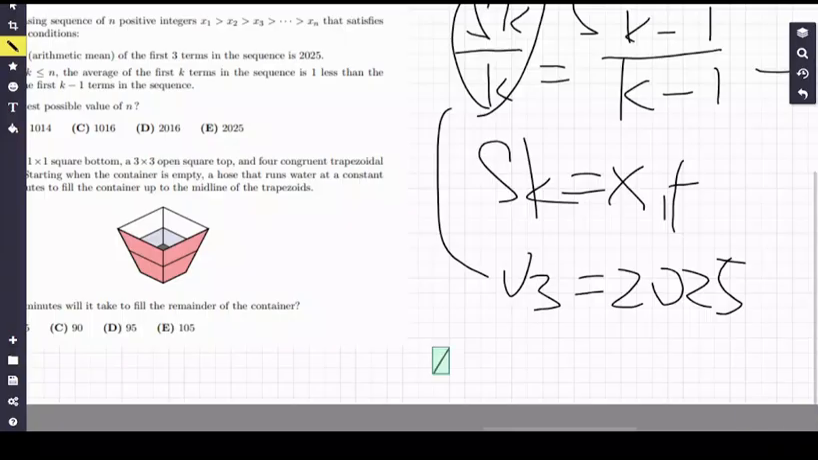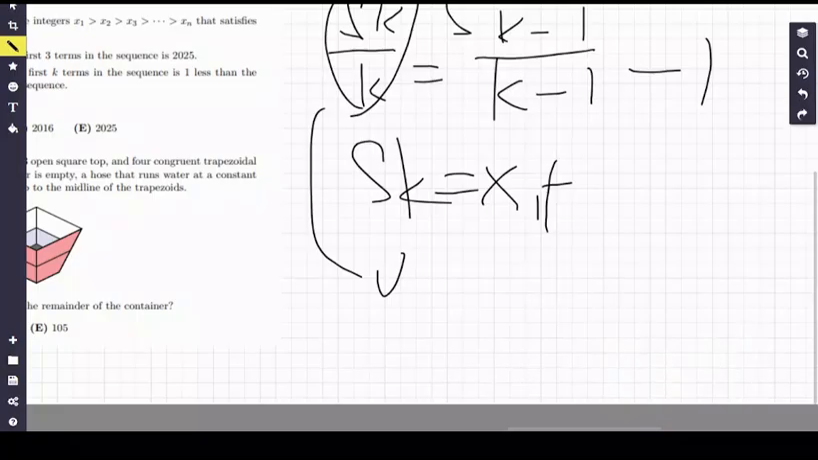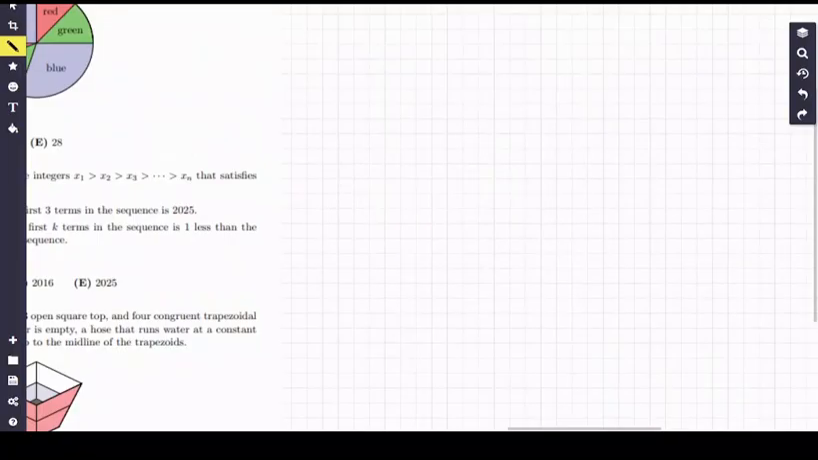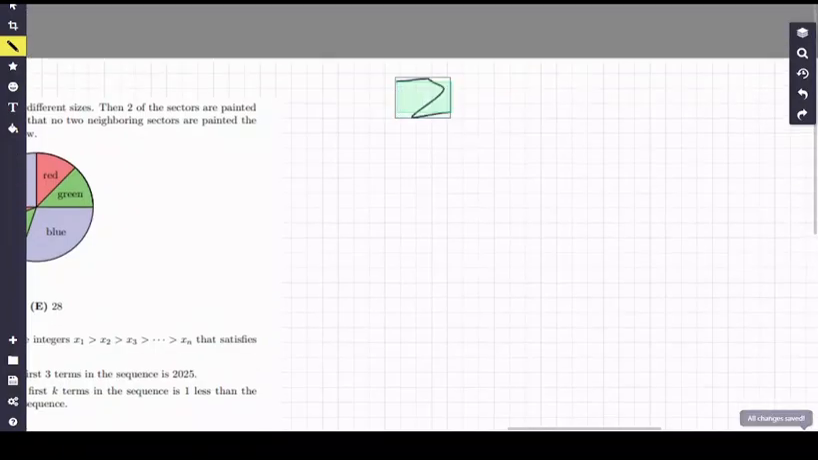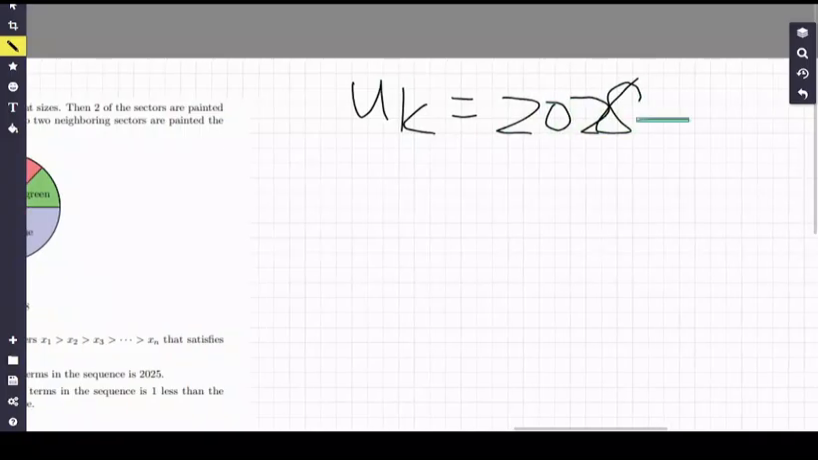So okay, u of k, we could rewrite this as 2025 minus (k minus 3), right? Because we minus out the three terms already. I'm just rearranging it, you can't say that's illegal. So now after I rearrange it, I will get u_k at any k above or equal to 4 is equal to 2028 minus k.